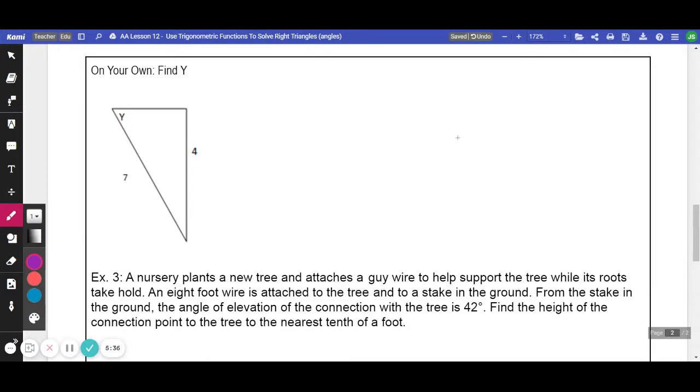Here you go. You should pause me and try one. Okay, to try it, here's my angle is y, 4 is opposite, 7 is hypotenuse, opposite and hypotenuse is sine.